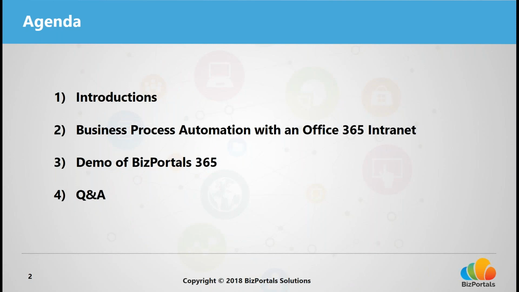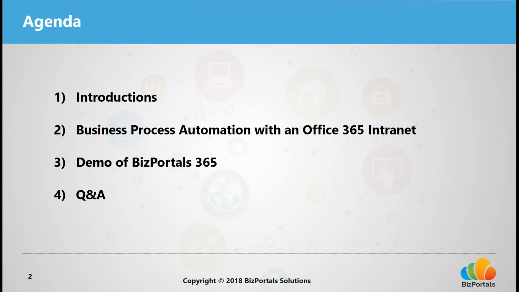First, we're going to give you a quick introduction to our presenters and company. Second, we will talk about business process automation and the specific types of tasks, workflows, and processes that can be automated with an Office 365 Intranet. We will also talk more about what an Office 365 Intranet is, the built-in tools and integration it has for business process automation, and options on how to get started if you're on or looking to move to Office 365.